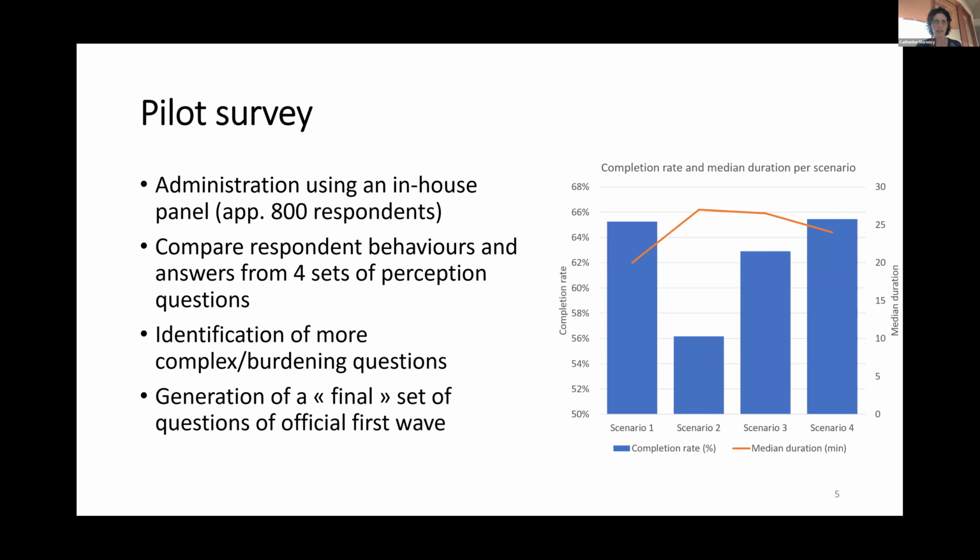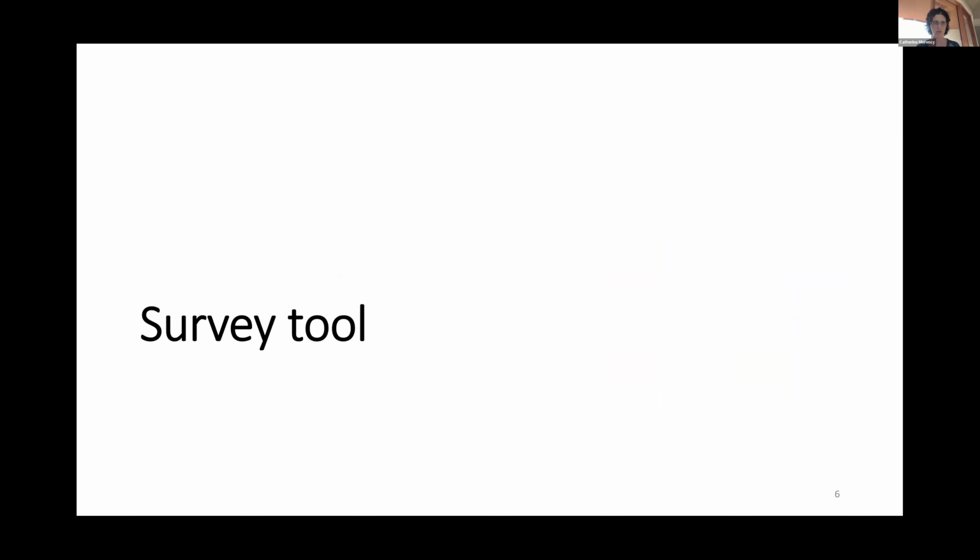This pilot survey allowed us to look into the difference in the way people answered this set of questions. We identified questions that were too long and too burdening, and there was not a direct relation between duration and response rate. It was a combination of complexity and burdening questions. Then we generated a final set of questions to launch the first wave of the national survey.